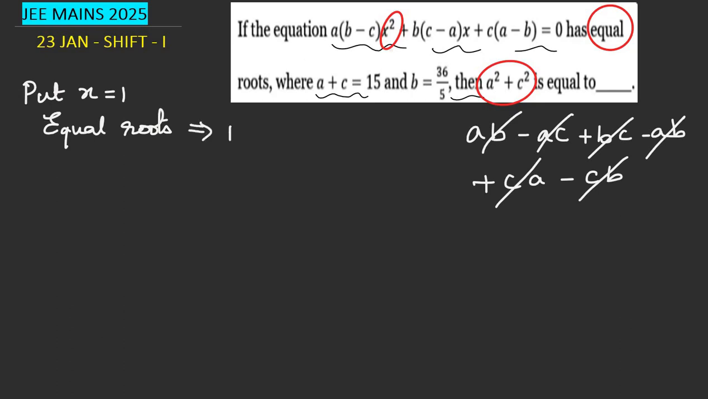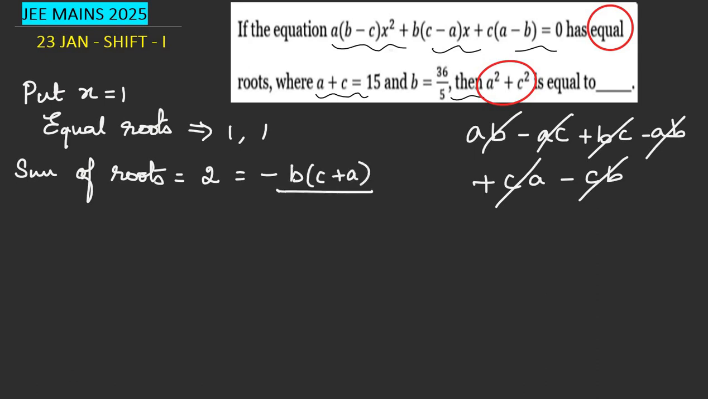Equal roots, which are nothing but 1, 1. Now let us take the sum of the roots. The sum of roots will be equal to 1 plus 1, which is equal to 2. On the right side, from the equation, we take minus b by a, that is minus of (b into c plus a) divided by a into (b minus c).